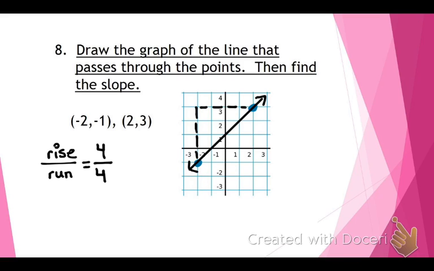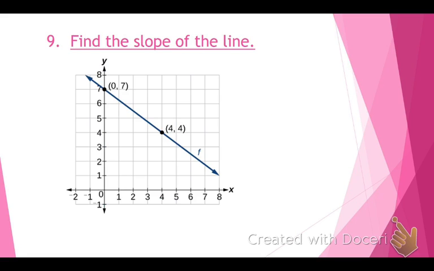Can that be reduced at all? What could it be reduced to? 1. You could put it as 1 over 1, but I still would want you to show me 1 over 1 equals 1. So the rise over run is 1. You can see I could go up 1 over 1, up 1 over 1, up 1 over 1, up 1 over 1, and that works. So that's another way to double check it, but the rise over run was 1 over 1, so my slope is 1.